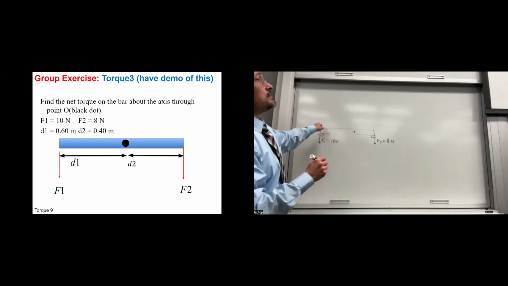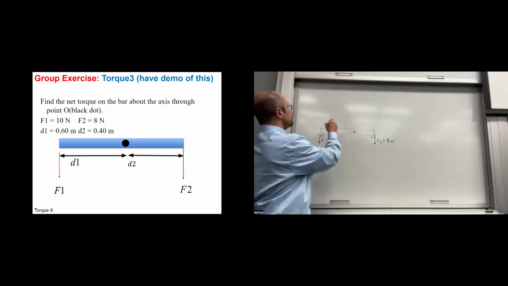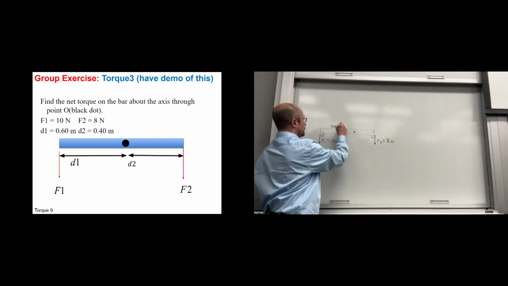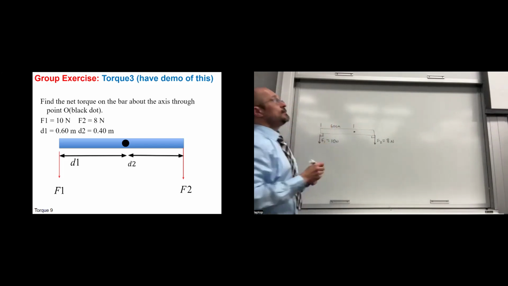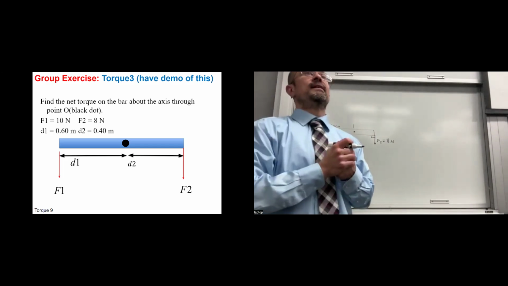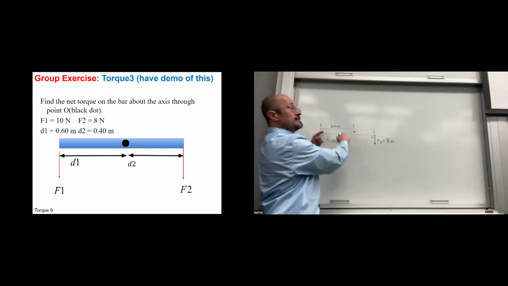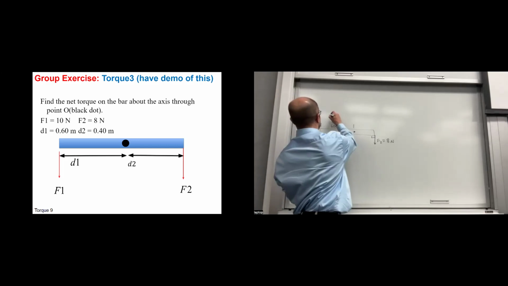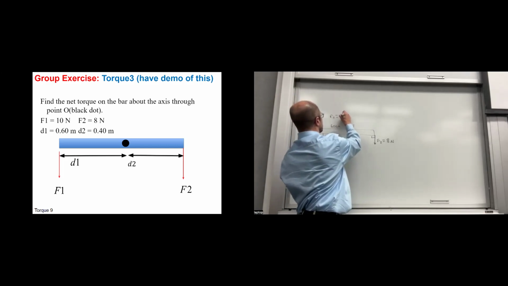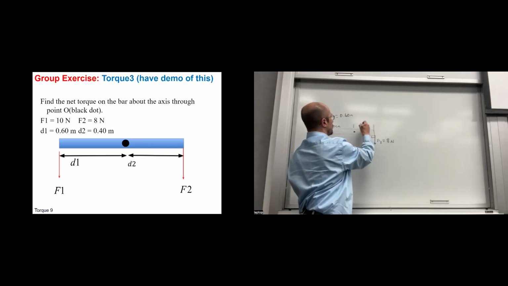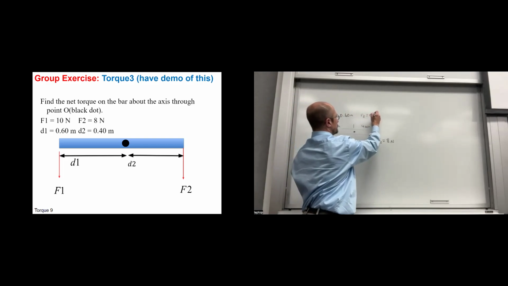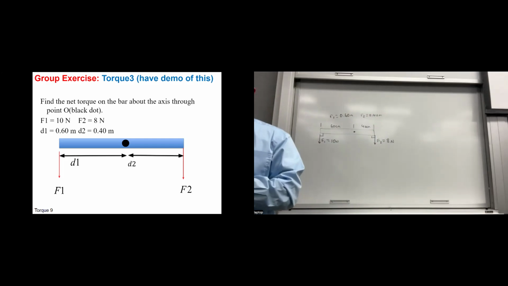Now they tell us that this force 1 is 60 centimeters away. And even though it's called D1, we don't divide it in two. That's just saying a distance, right? Because this is the physical distance that is away. So we know that R1 is 0.60 meters. And they tell us R2 is 0.40 meters. Is everyone good with that?